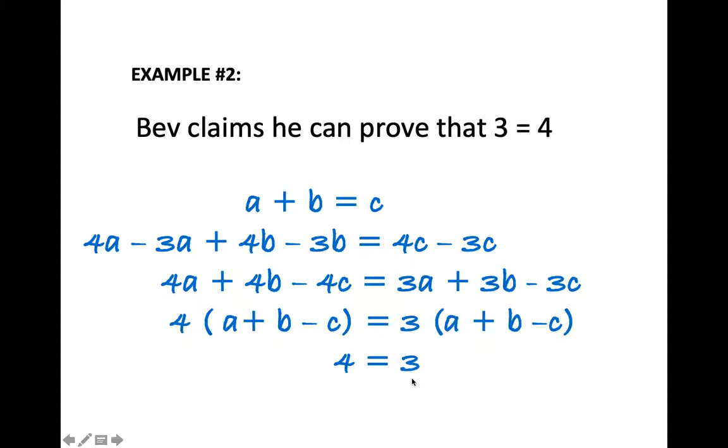So the question is, where did he go wrong? This row is fine, check. This row is fine algebraically. This one where he factored is okay. But something went wrong from here to here. Let's consider what he did. He divided by A plus B minus C on both sides. And if you look above and think of it, A plus B minus C is equal to 0. So he has divided by 0, which is impossible mathematically speaking. So his proof doesn't hold up because he has made this error in his reasoning.